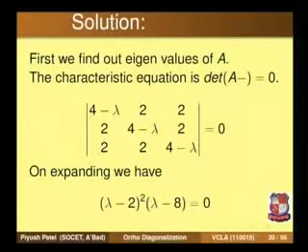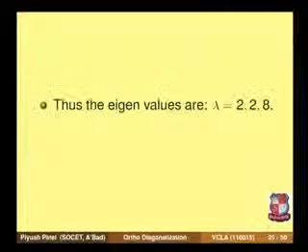Or by another method also, using the trace determinant method, you can find the characteristic equation for the given matrix. That is not an issue. It is easy to verify that these are the factors of the characteristic equation. Therefore the roots of this characteristic equation are the eigenvalues of the given matrix A. So here the eigenvalues are 2, 2 and 8.